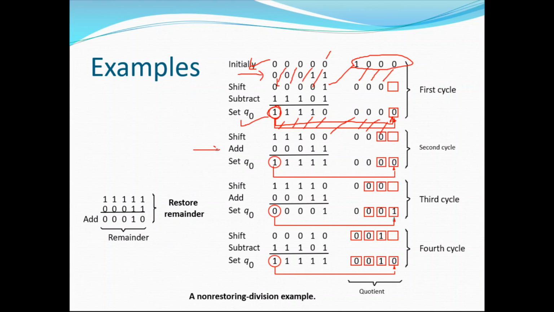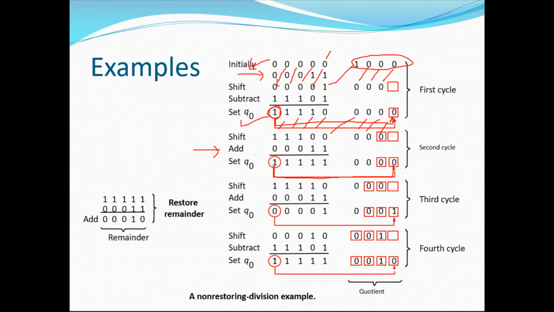So whenever you say add, don't take 2's complement. Just add m as it is. 00011. Add: 0 plus 1 is 1, 0 plus 1 is 1, 1 plus 0 is 1, 1 plus 0 is 1, 1 plus 1, 1 plus 0 is 1. Again 1. Again 1. So if it is 1, then replace the respective q naught with 0.